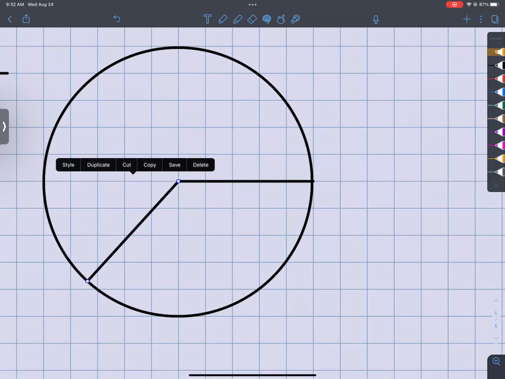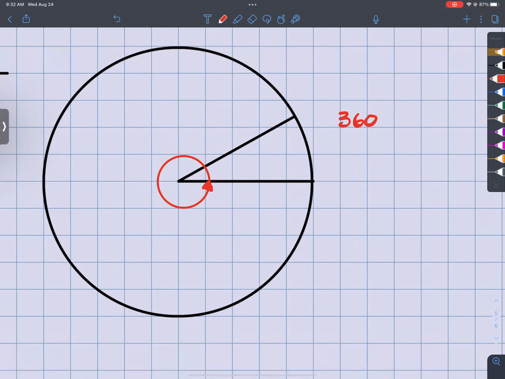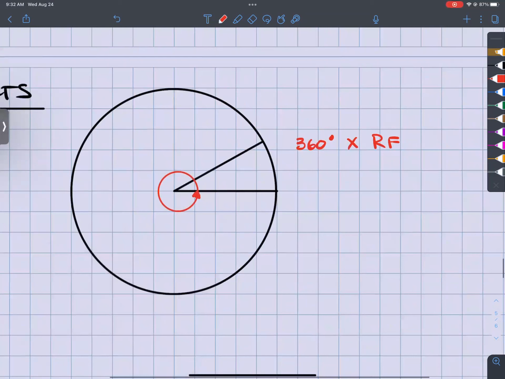Excellent. So what she's trying to say is if I go from here all the way around, that would be 360 degrees. So we take that and multiply by the relative frequency. Then we should know the angle of those two lines. Does that make sense? Okay.